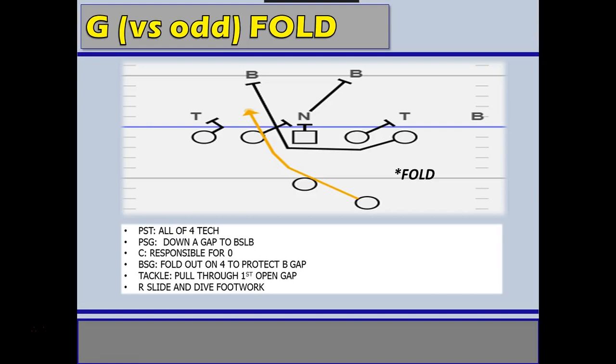Inside zone, I love, is a great play. Inside zone is very expensive. It's very labor intensive. And we're able to get the same runs with gap schemes. If we don't have a zone back year in and year out, we've got a gap scheme back that can get downhill, whether he's more of a fullback type, whether he's a scat back type, it doesn't matter. I always like a play that's got a lead blocker.